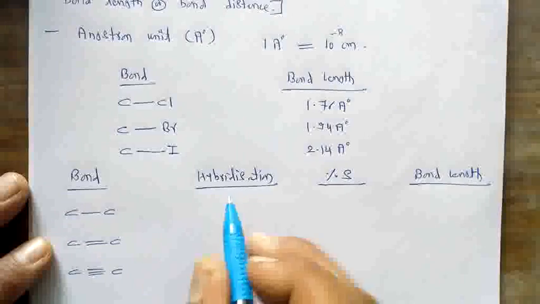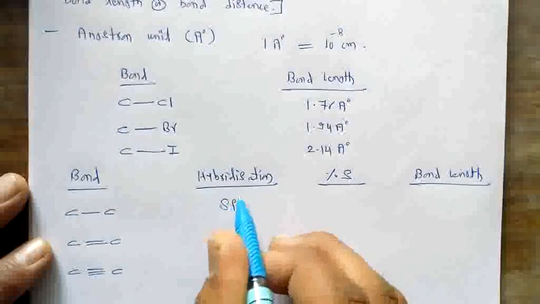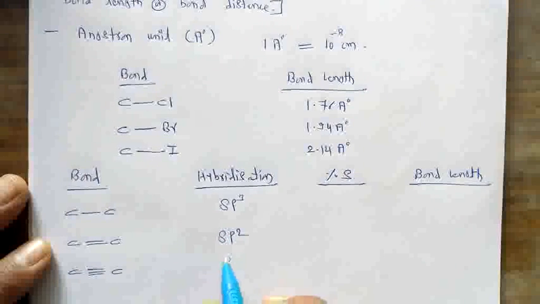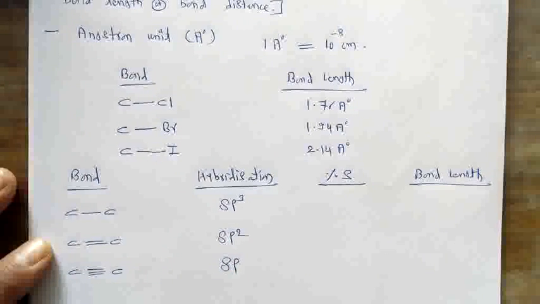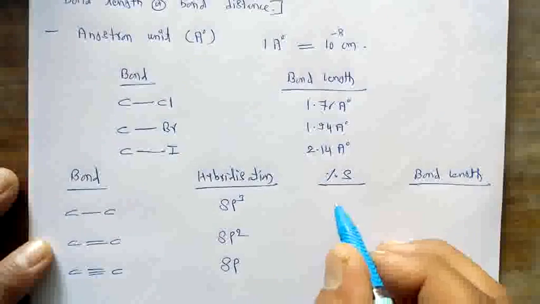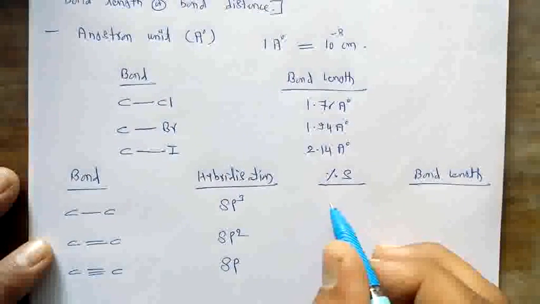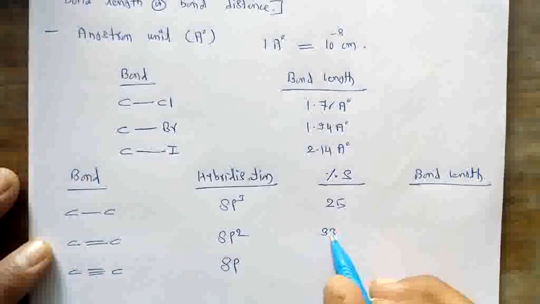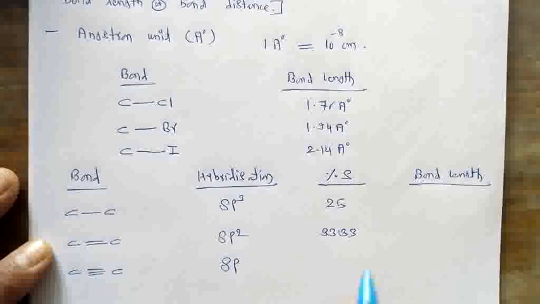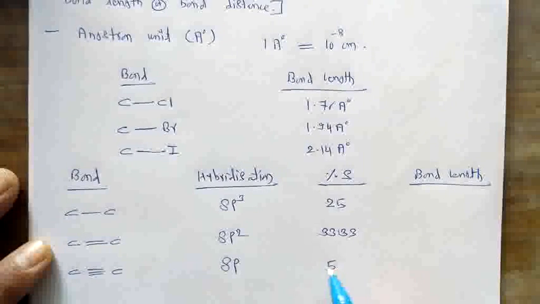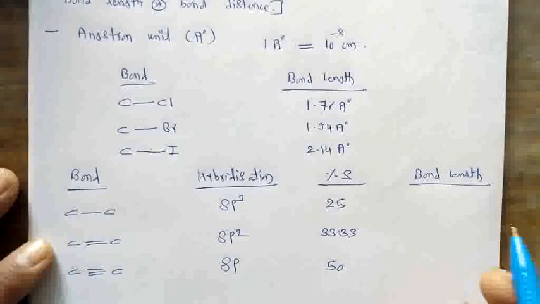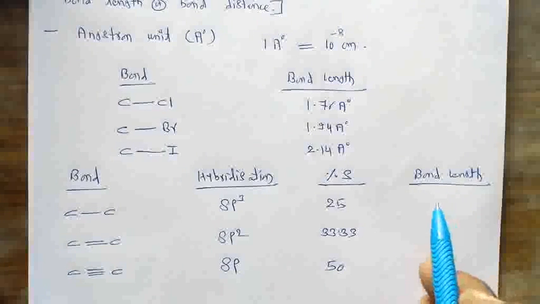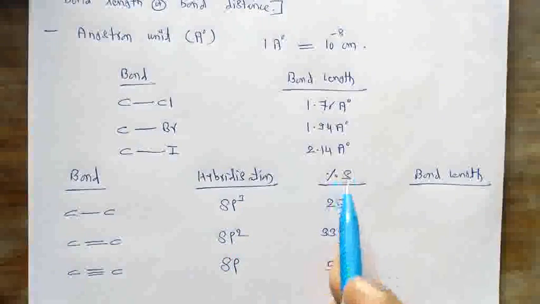We know very well their respective hybridization. Whenever a carbon single bond carbon is there, its hybridization is sp3. When it is a carbon double bond carbon, it is sp2 hybridized, and when it is a carbon triple bond carbon, it is sp hybridized. We know the respective percentage of S character. It has 25% S character, 33% S character, and 50% S character.